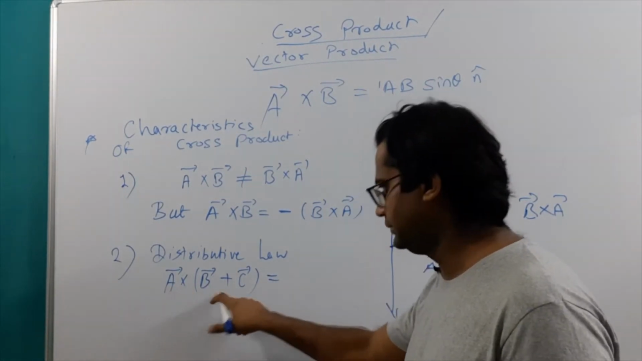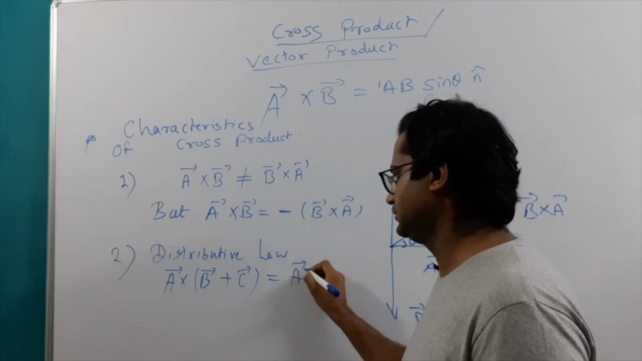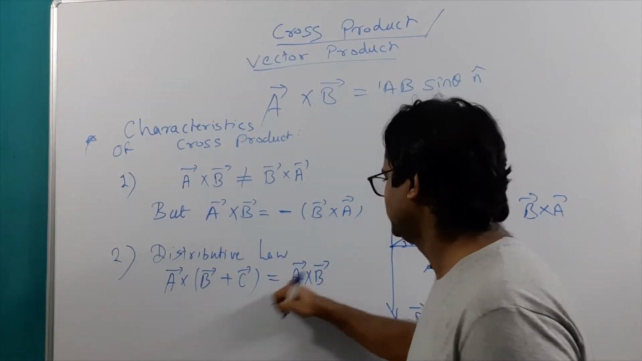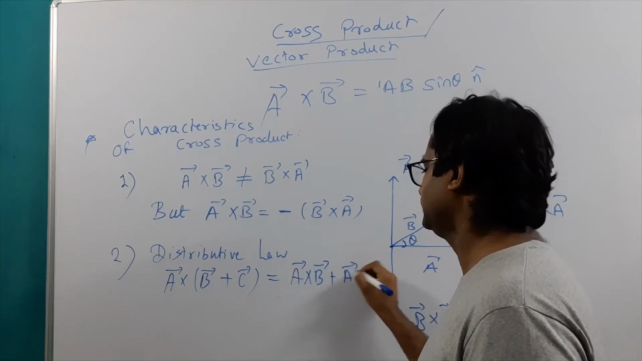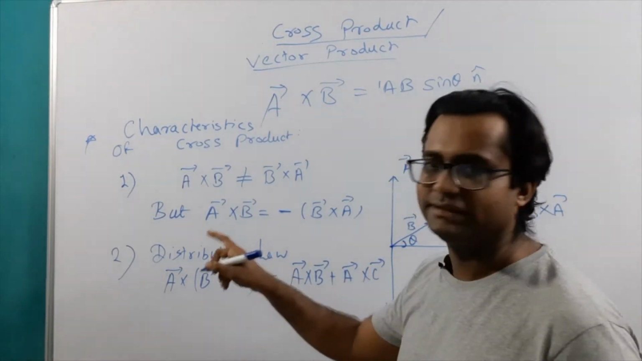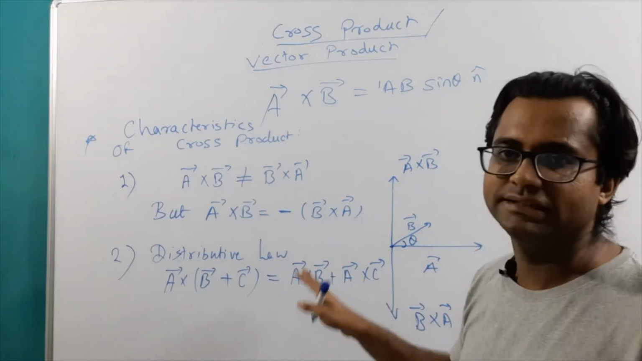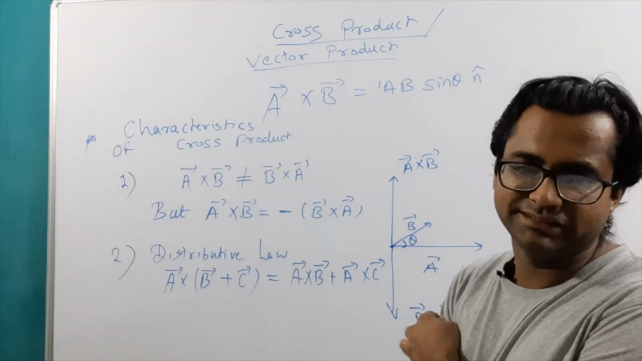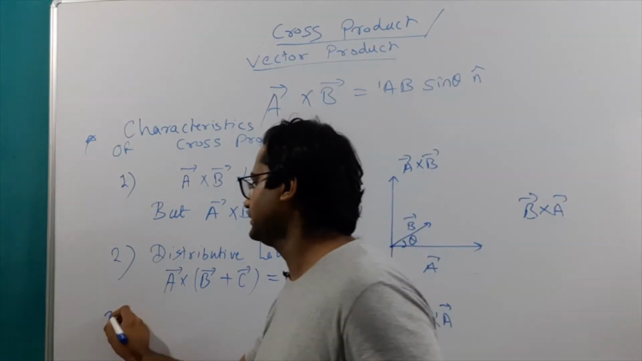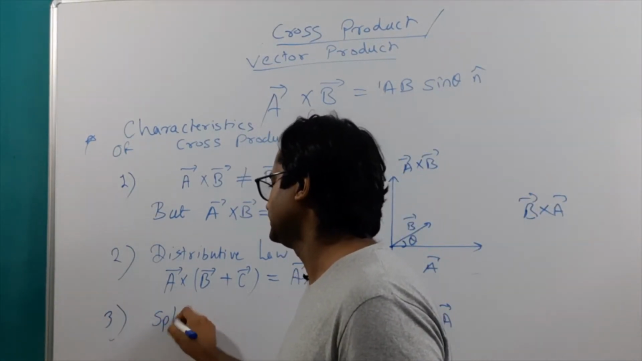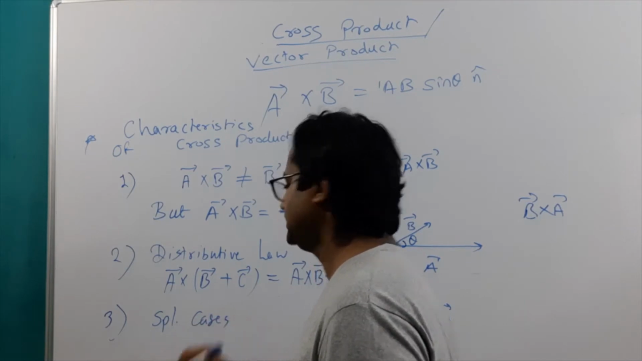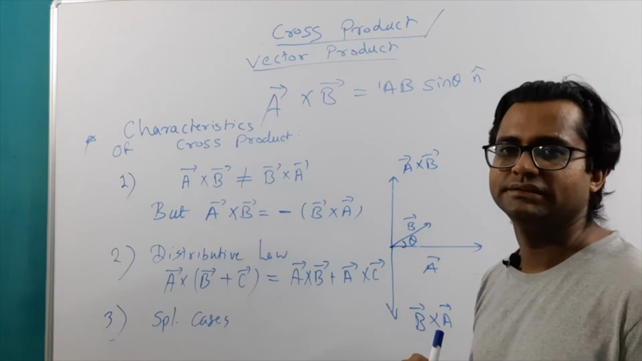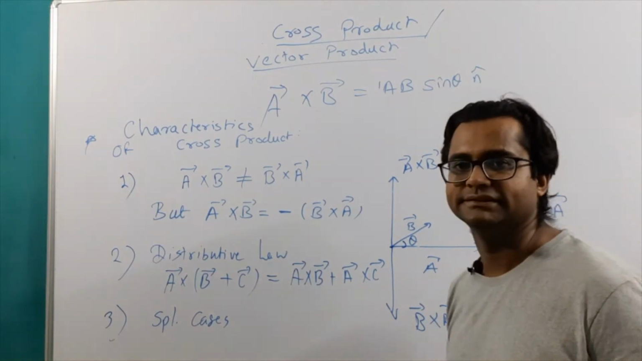So a bar is multiplied by b bar, so this becomes a bar cross b bar plus a bar cross c bar. This is valid in case of cross product and also in case of dot product. So this is our second characteristic, which is called the distributive law. There is a third characteristic where we consider the special cases. We will consider different cases where theta is different. So let us consider special cases.